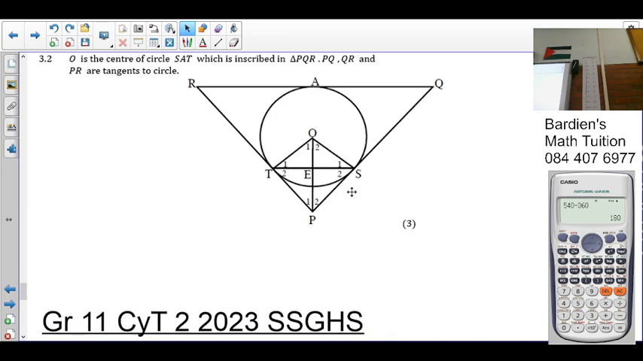People, we are told that O is the center of the circle. If O is the center of the circle, what do we know? OT is equal to OS, radii. Okay. Then we are told that circle SAT is inscribed inside triangle PQR, and it's touching, of course, the sides of the triangle there. PQ, QR, and PR are tangents to the circle.